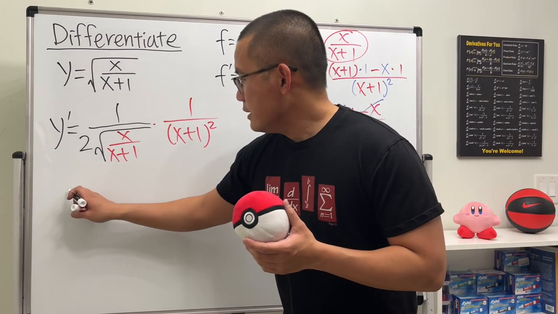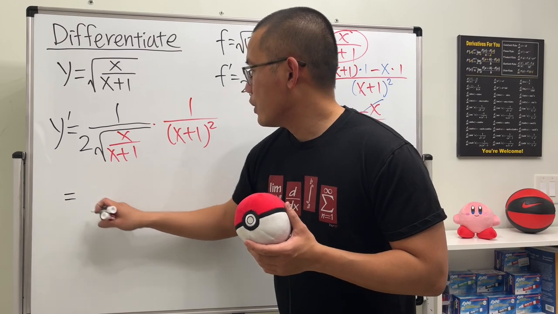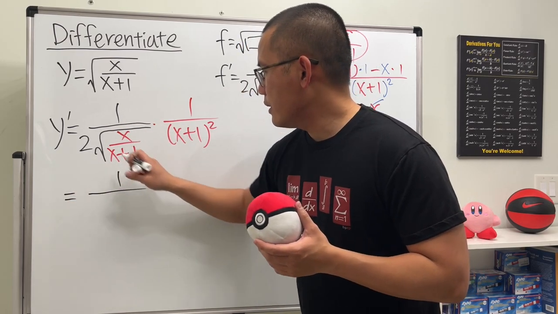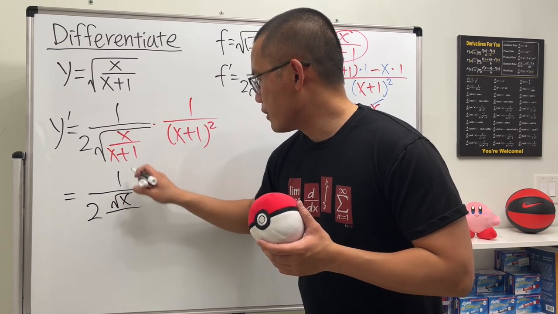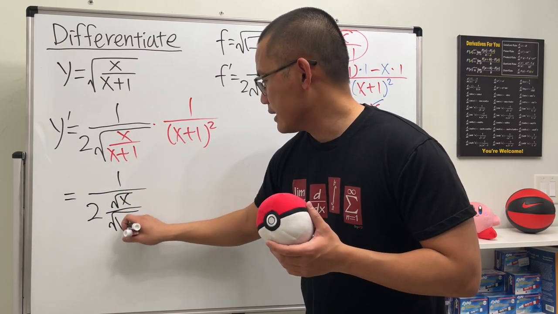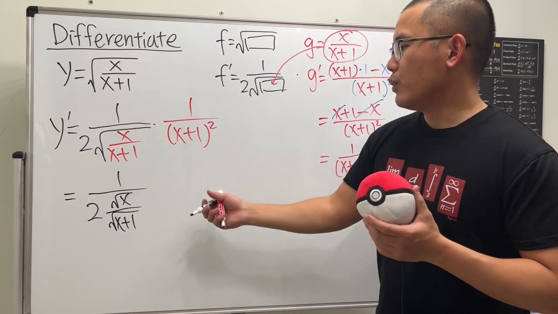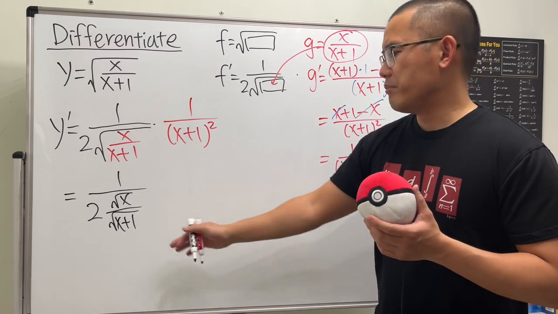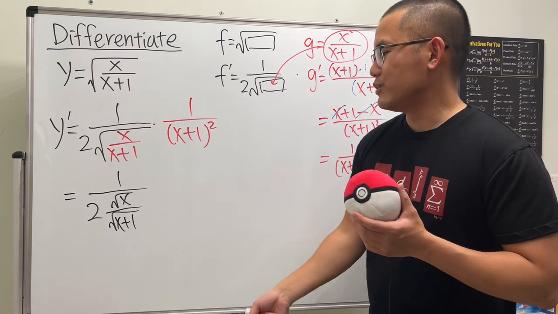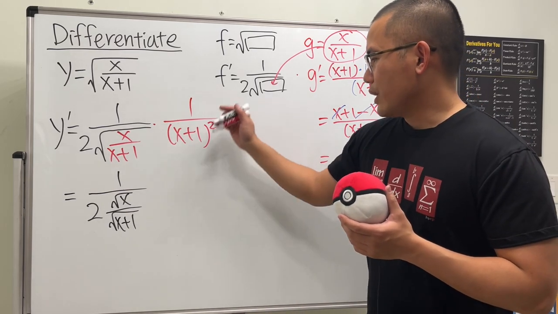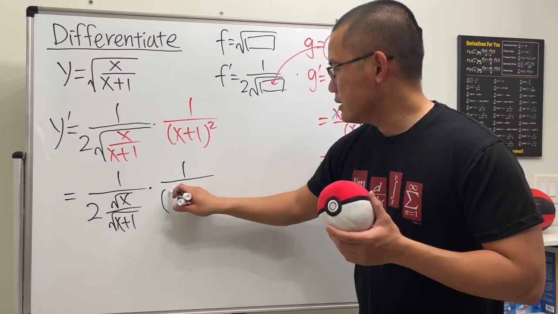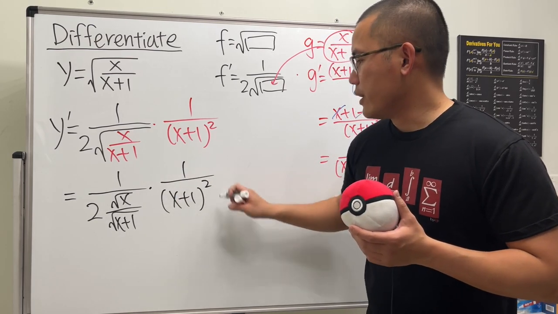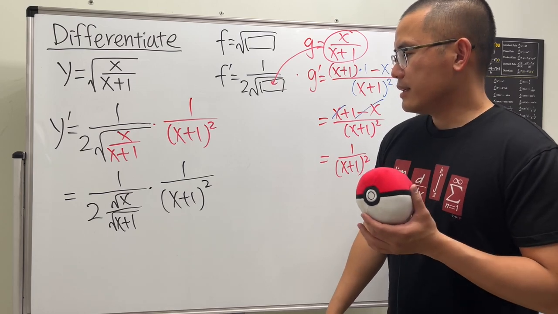But anyway, this right here, it's the same as saying, here we have 1 over, and let me put down a 2, and this is the same as square root of x over square root of x plus 1. And maybe we'll have to say x is greater than 0 for the domain issue. But anyway, multiply by this, which is 1 over parentheses x plus 1 squared. And now, what exactly do we do with this though?